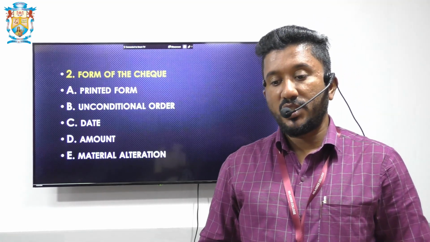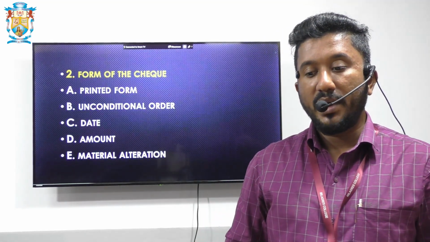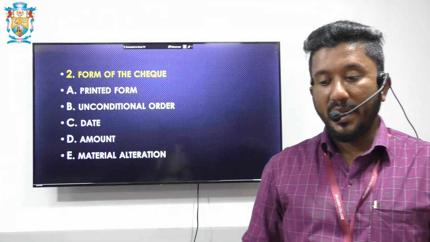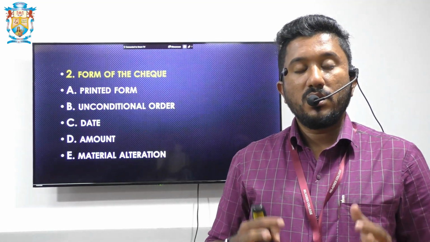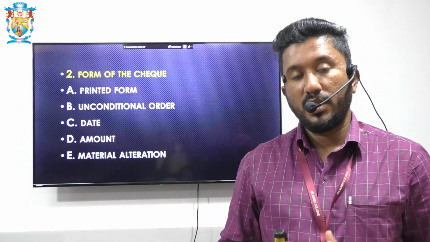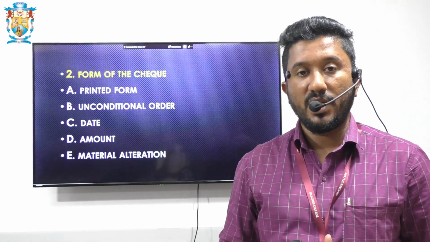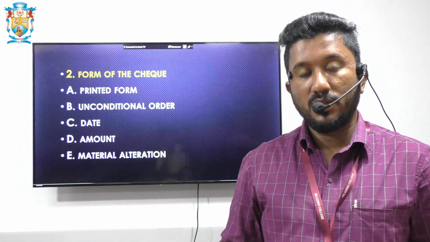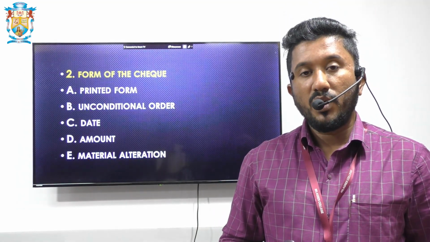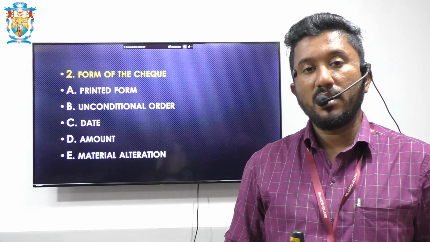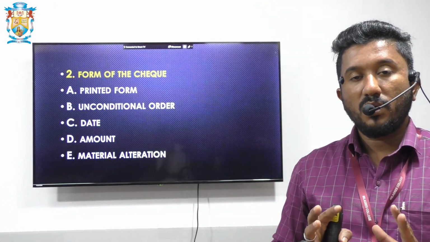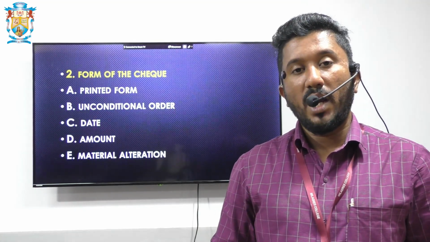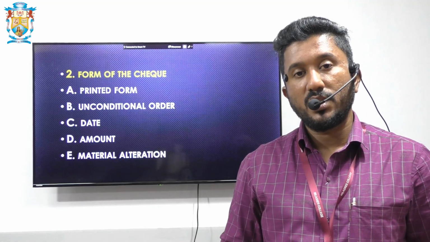Next, form of the check. There are printed form, unconditional order, date, amount, and material alteration. The banker should only accept the printed form of the check, which is given by the banks to the customers, because the printed one is better than the written one. So they have to clearly check whether the check is related to the bank, and whether it is written or printed properly.